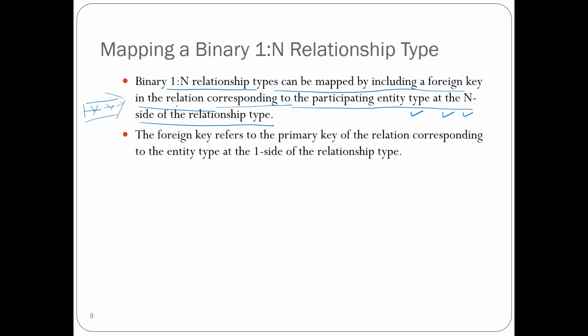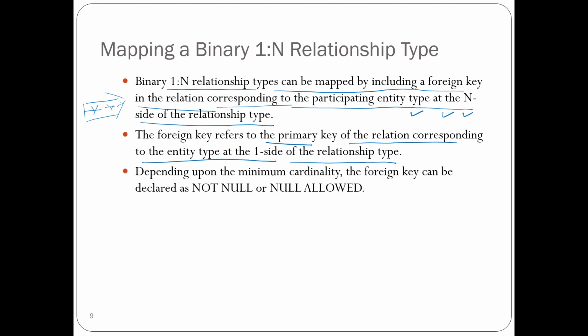Now the foreign key refers to the primary key of the relation corresponding to the entity type at the one side of the relationship type, right? Simple enough. That's the rule of foreign key. It has to refer to the primary key of a different relation. Not always different, but here it is going to be different.